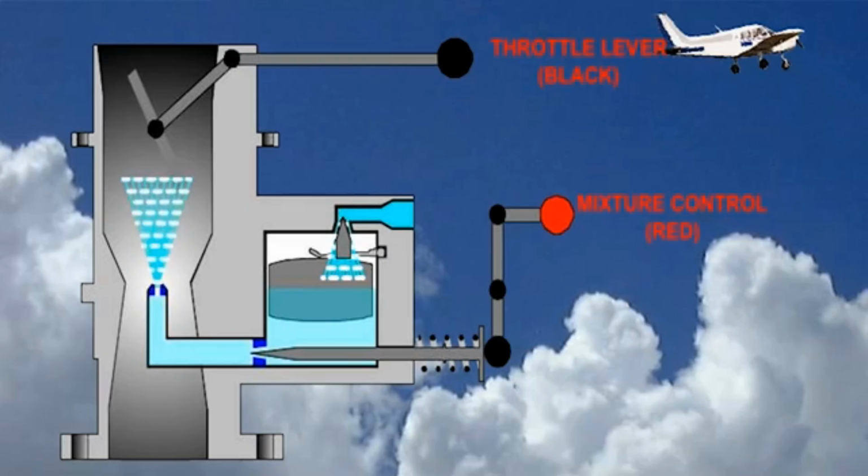These jets are the smallest orifices in the whole fuel system. To prevent any blockage of the jets by dirt or debris, a fuel strainer can be fitted just before them in the fuel line.